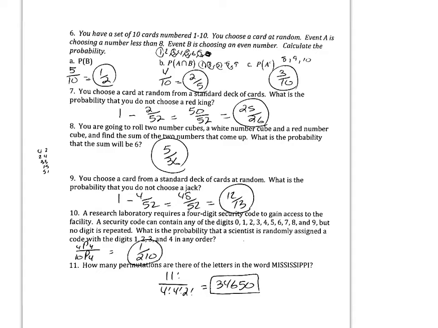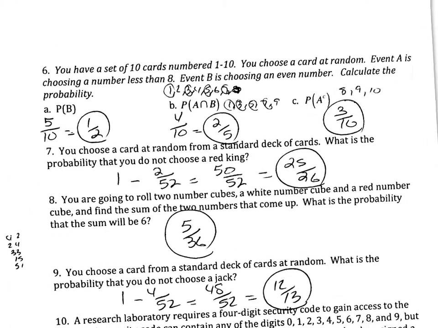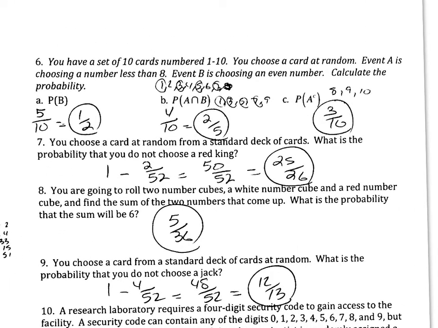All right, once you get to 6, it's kind of what we did yesterday. So you have 10 cards. Event A is choosing a number less than 8. Now, when it says less than 8, oops, I thought that said less than 6. Less than 8 would be 1 through 7, which is 7 out of 10. So your answer should be 7 out of 10. Sorry about that.